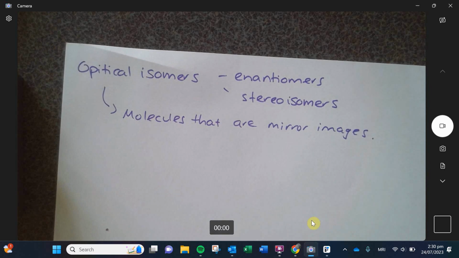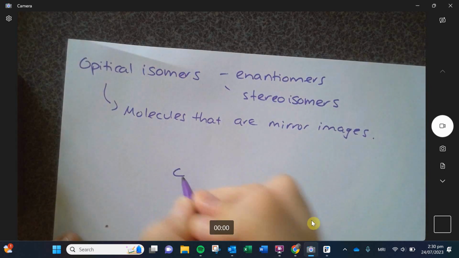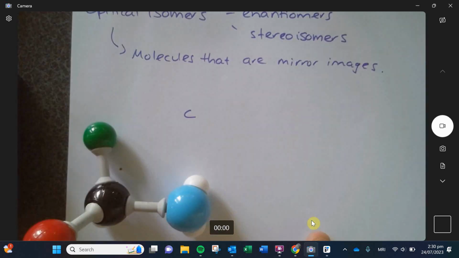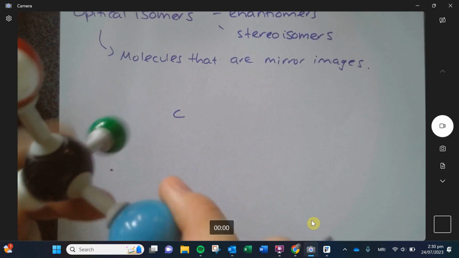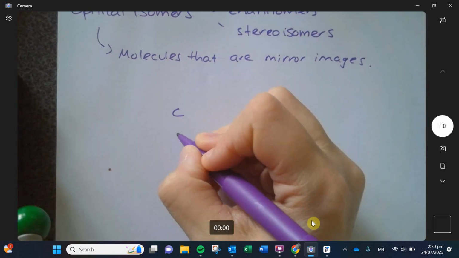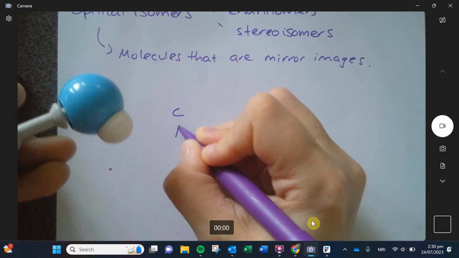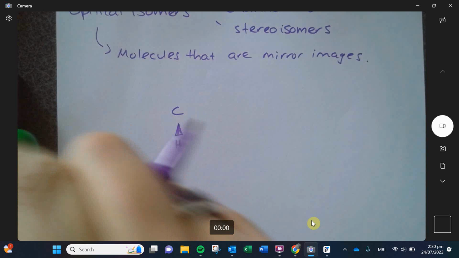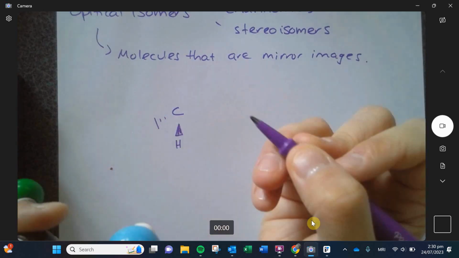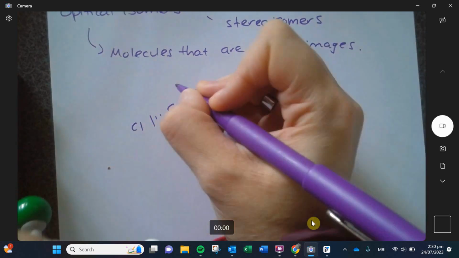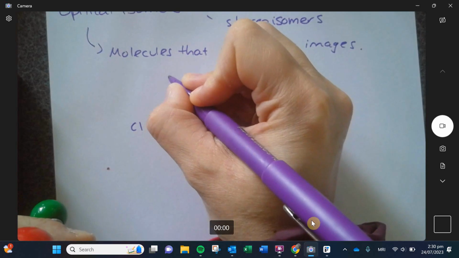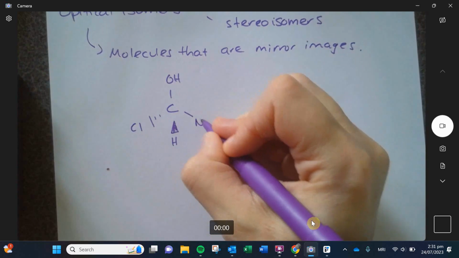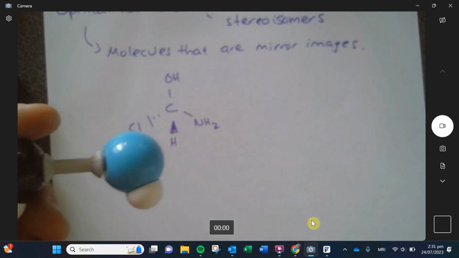So, for example, I could have something that is a carbon. I'm going to put this guy down here. So this guy here has 4 different things attached to it. It has coming out of the plane towards me is a hydrogen. Behind the plane, I have a chlorine. Above, I have an OH, and then on this side, I also have a nitrogen, like that. That's the 3 dimensions of this molecule.